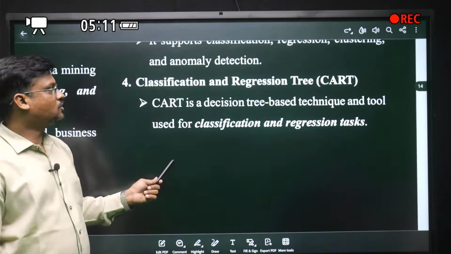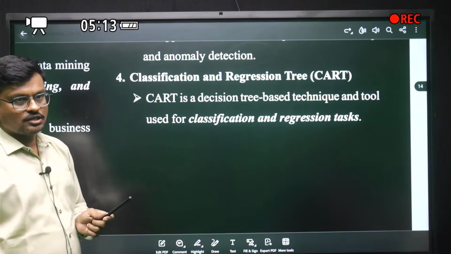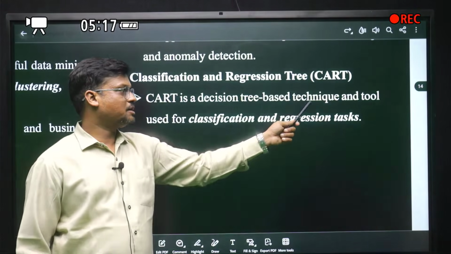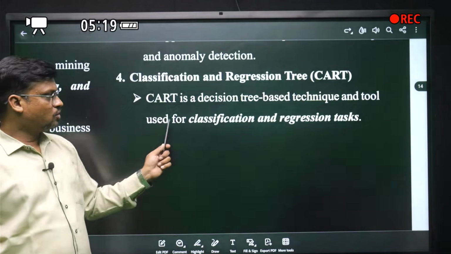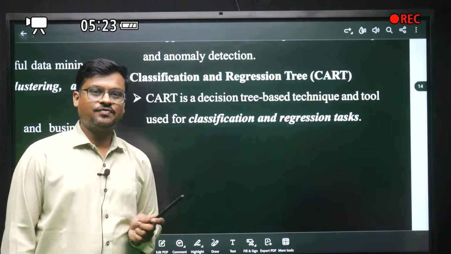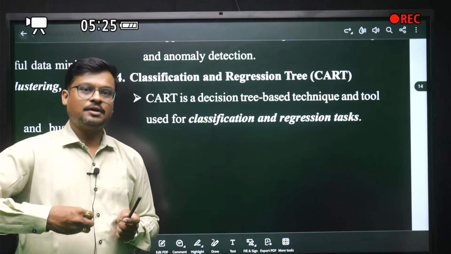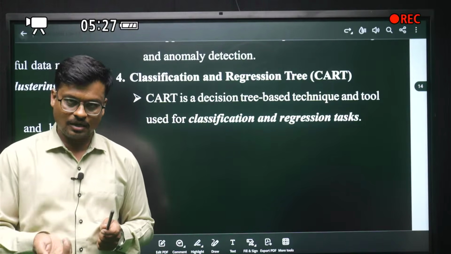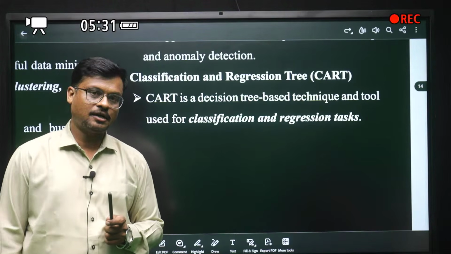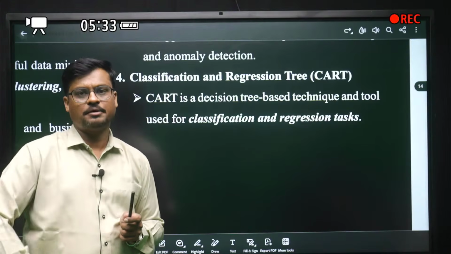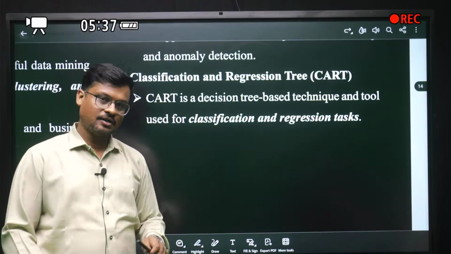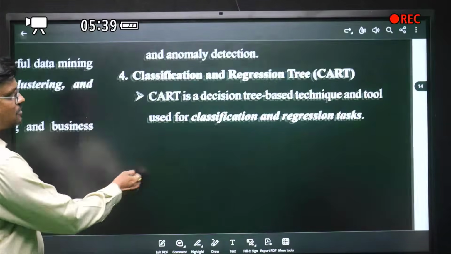The fourth one is Classification and Regression Tree, which we simply call CART. This is a decision tree based technique and tool used for classification and regression tasks. In classification, every data element should be classified into a class label. Regression gives you the relationship between a dependent and an independent variable. You'll be able to find the relationship with the help of regression. You can apply these things here.